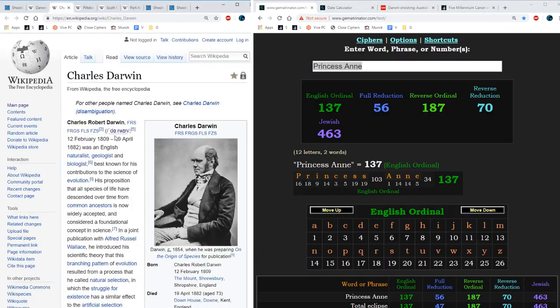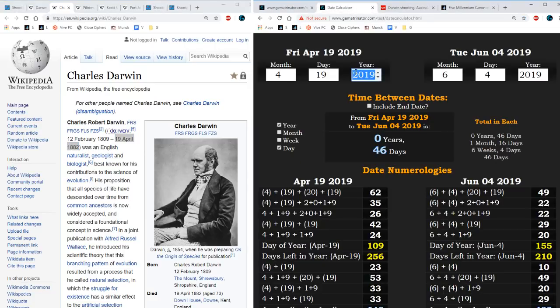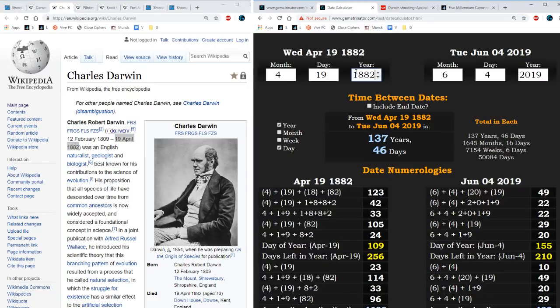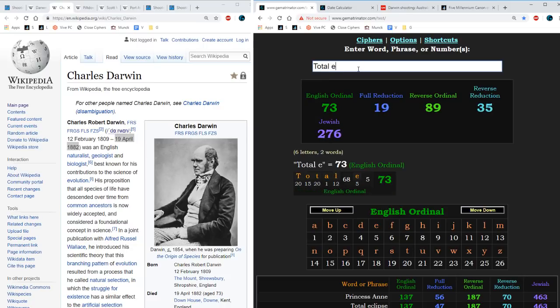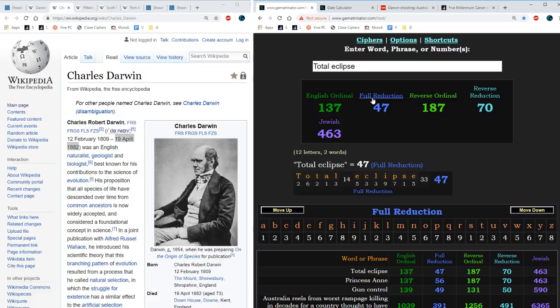Charles Darwin died on April 19th, 1882. So if you measure from his death to the date of the death of these people in Darwin, you find it's a span of 137 years and 47 days. And look at the gematria of total eclipse. 137 ordinal, 47 reduction.